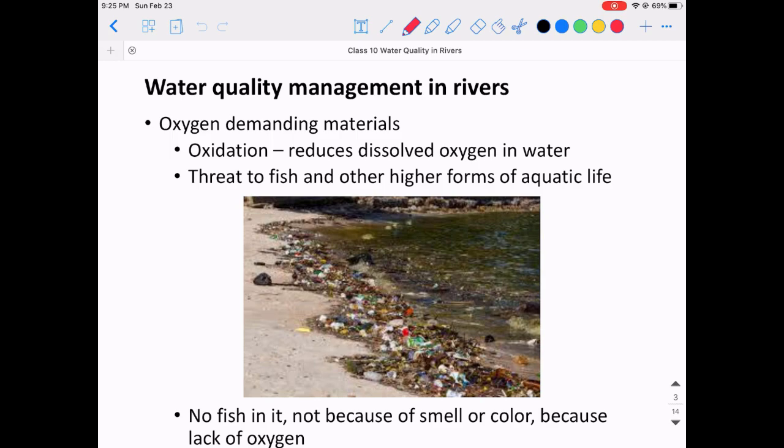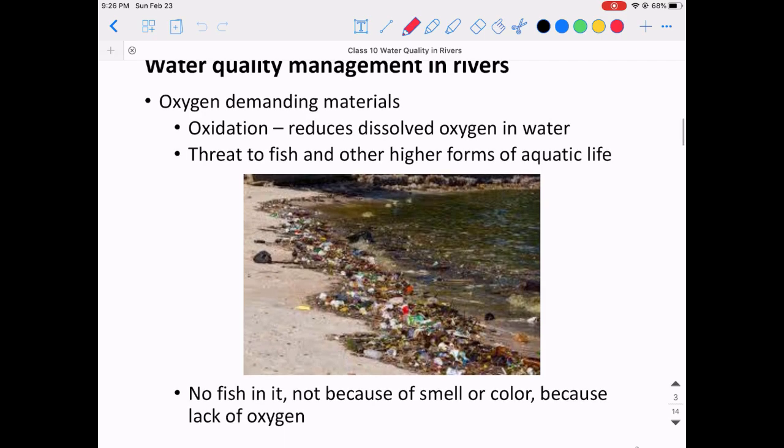So we know that in the water there are a lot of oxygen demanding materials, for example, the leaves or the ooze that's in the water, or some chemicals, organic chemicals. Because of these oxygen demanding materials, they will go through oxidation when they're in the water. Because water can dissolve oxygen, they can react with the oxygen and get oxidized. And this will lead to a reduced dissolved oxygen in water. If the oxygen amount in the water is reduced, it's going to be a threat to the fish and other higher forms of aquatic lives.